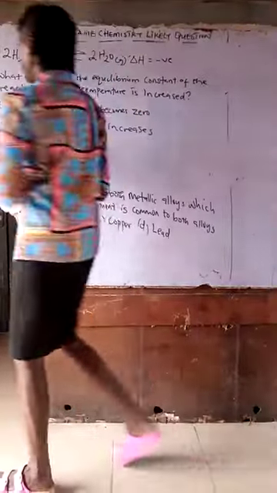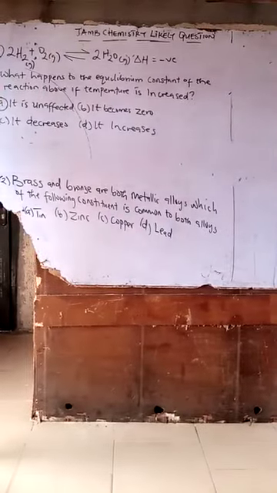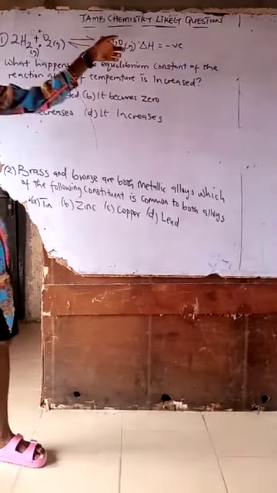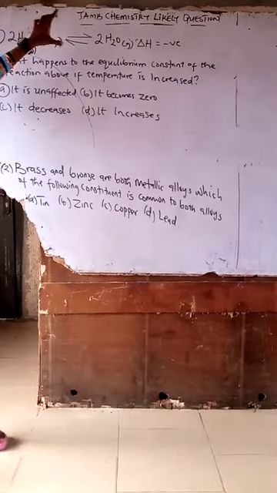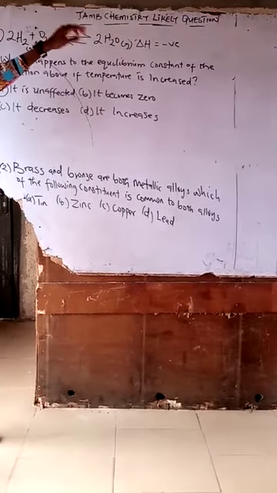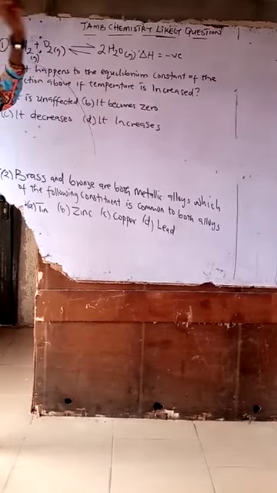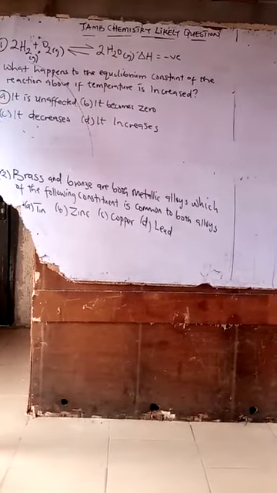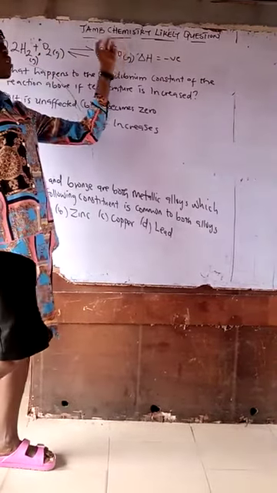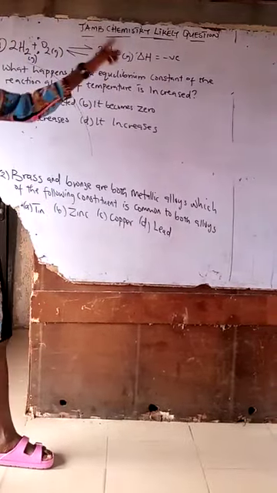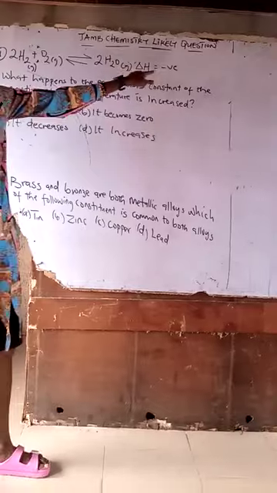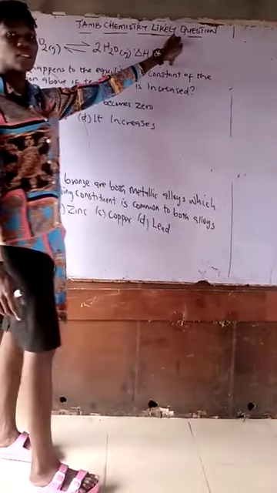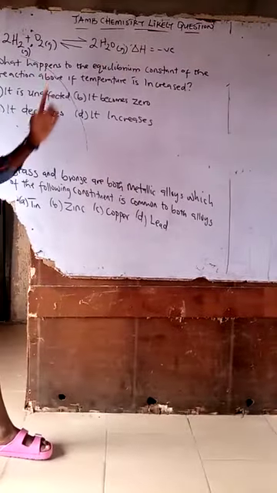First and foremost, we are given a reaction where a hydrogen molecule reacts with an oxygen molecule to give us water. If you look at this reaction, it's a forward and a backward reaction. Sorry, it's a reversible reaction, giving us 2 moles of water. And the change in heat is negative, so this reaction is an exothermic reaction because heat is given up.